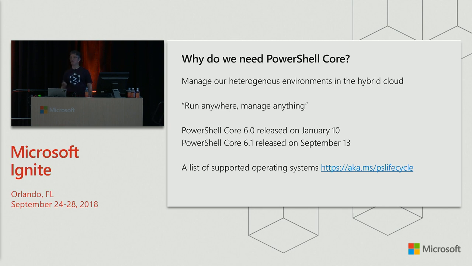What we got in January this year was the first GA version, PowerShell Core 6.0. And then a couple of days ago, we got also PowerShell 6.1. On the provided link on a slide, you will find also all the supported operating systems. So there's a couple of Windows ones, lots of Linux distributions, and also Mac.